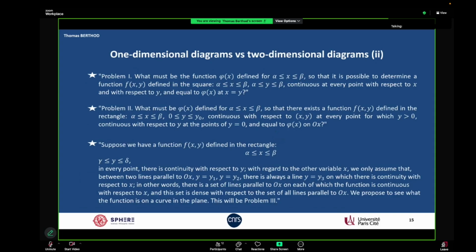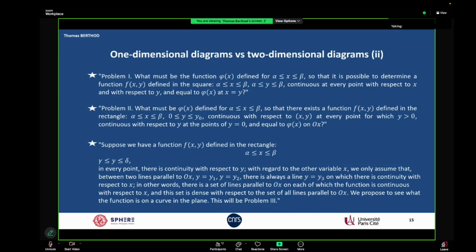So here is on the line where y is equal to x, and here you consider the line y equal to 0. And you have also another version, for example, here that he entitled the problem 3, which is a more general version of the problem 2, where the assumption on the function are weaker than in the problem 2. You consider only the fact that the function of two variables is continuous with respect to y only on some straight line parallel to the x-axis, but not on all the lines.